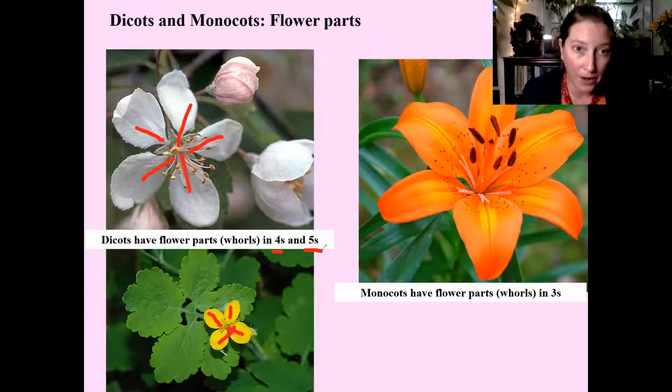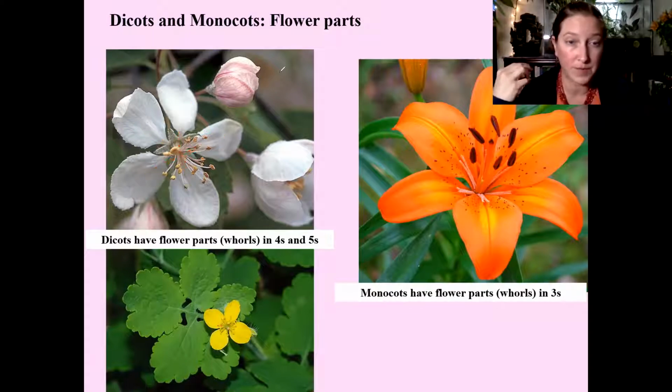If it had 10 petals, right? If it had 8 petals, right? 2 times 4, 2 times 5. So that would still be dicots. And so the flower parts would be the sepals, the petals, the stamens, and the pistil, right? Here on the right, though, you have that lily again. And in the monocots, they have flower parts and whorls in 3s rather than 4s and 5s.